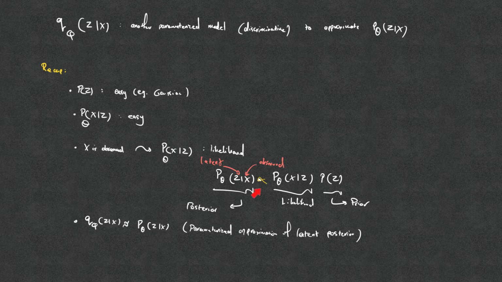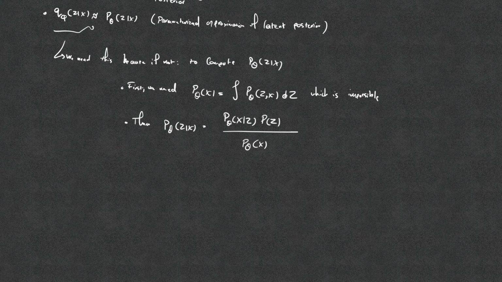One thing to note here is that this is basically a proportion. It's not exactly identical. Okay, so we want to approximate this like this. We need to do this because otherwise we have to compute p theta of z and x, and what this means is that you would need p of x, which is computed this way, which is impossible. So let's write this again.